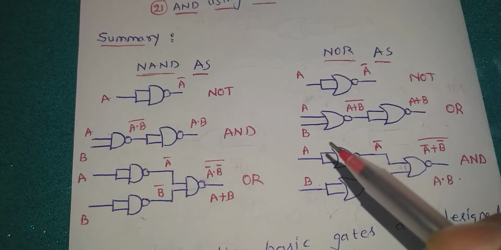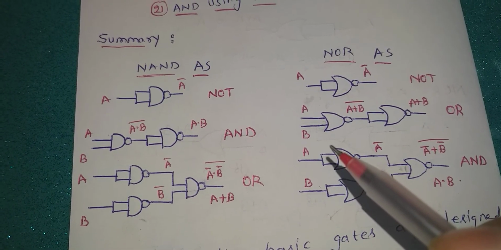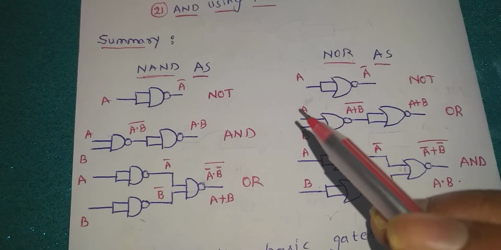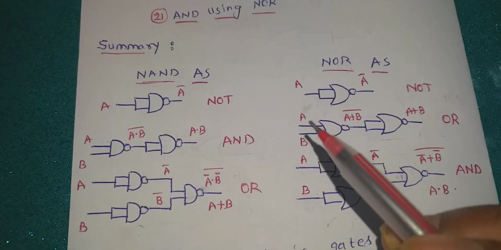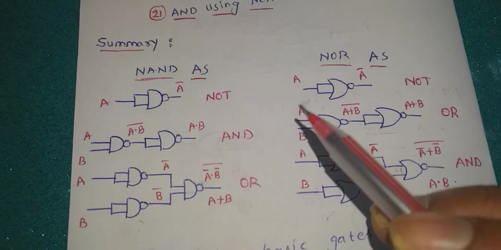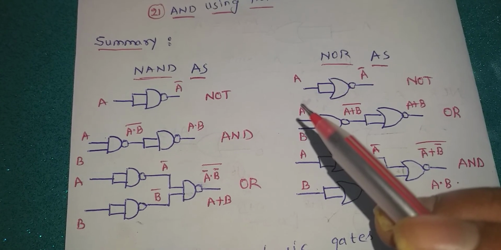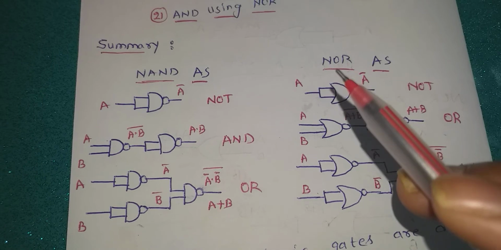In the next class we are going to see Boolean functions, how a Boolean function is going to be designed using gates. Once again I am repeating that in the next class we will see how a Boolean function is going to be designed or implemented using logic gates. Is it clear?